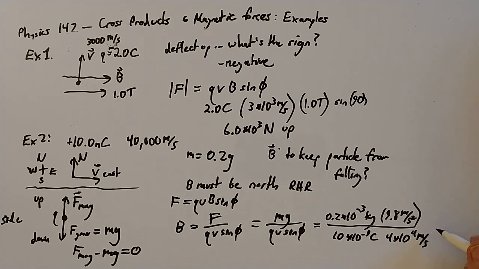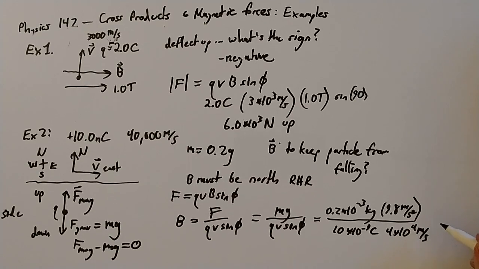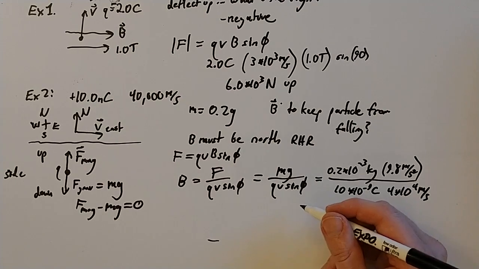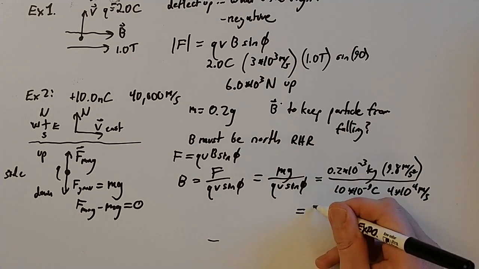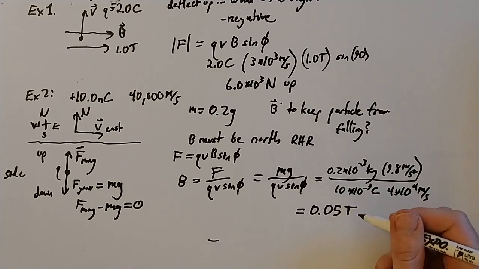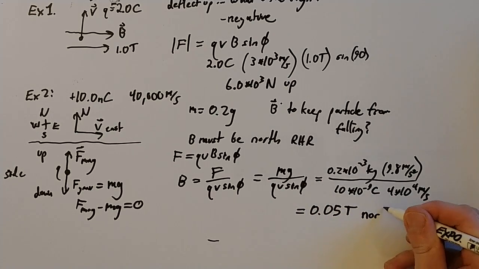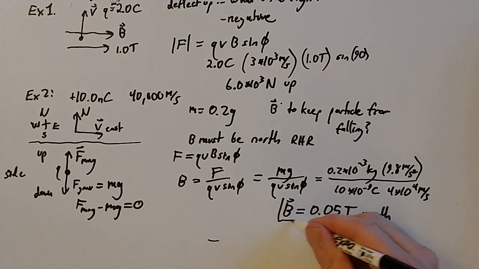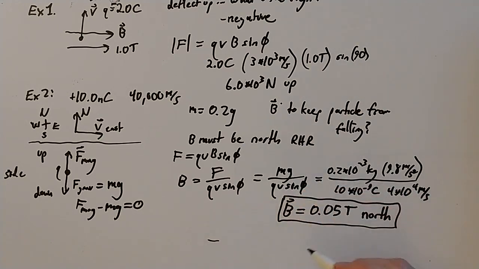What I got as a result of multiplying all of that together, we've got to make just a little bit more room on the board to write it down, ended up being 0.05 Tesla in the north direction. So B is 0.05 Tesla north for that problem. Hopefully this gives you just a little bit more sense of how we can use magnetic forces to do some calculations.